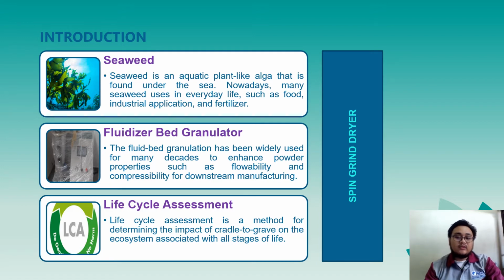After that is the spin grind dryer. My main objective is the spin grind dryer, on which I will implement the life cycle assessment. The spin grind dryer is a project collaboration with Sanen Utama. The spin grind dryer is used to spin, grind and dry the seaweed product for Sanen.